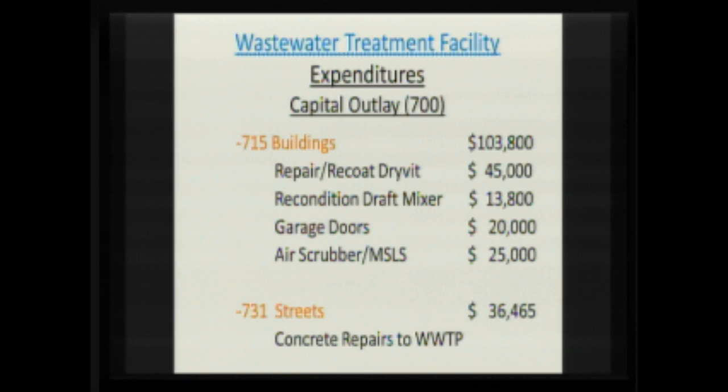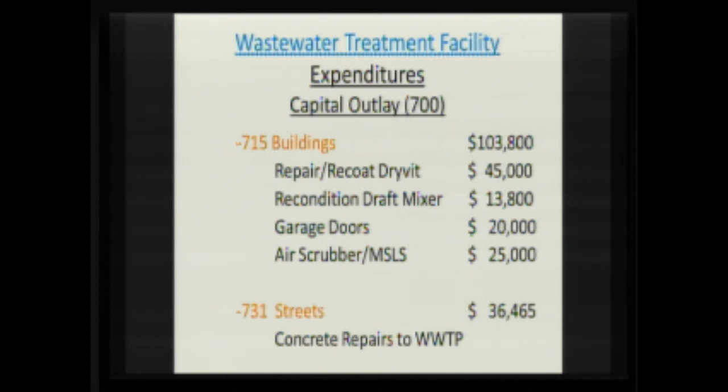The 700 series, we have 715 in the budget for buildings. We have $103,800 in there. Much of that is associated with those line items that are indicated. We're going to repair and recoat the Drivit system, which is the exterior of the headworks building, the north end of the plant, for $45,000. A draft mixer in the digester for $13,800. We're going to replace some garage doors.